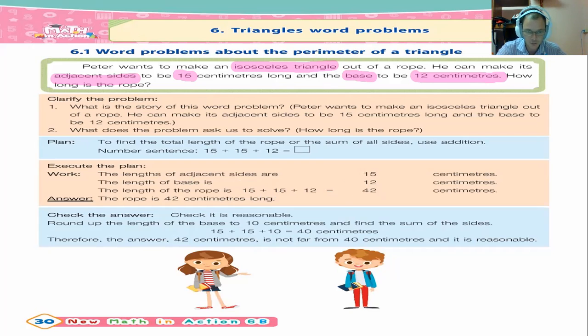Okay, so how do we check our answer to make sure it's reasonable? Round up the length of the base to 10 centimeters and find the sum of the sides. 15, 15, 10 equals 40 centimeters. Therefore, the answer 42 is not far from 40. And it is reasonable. Okay.